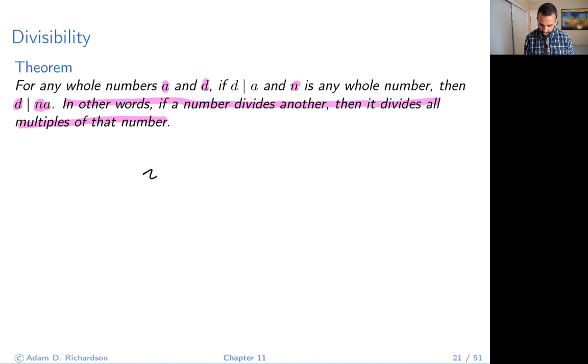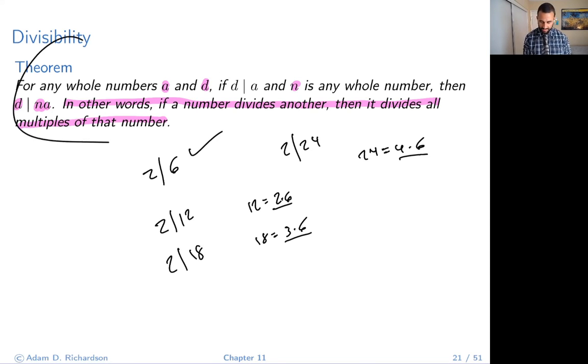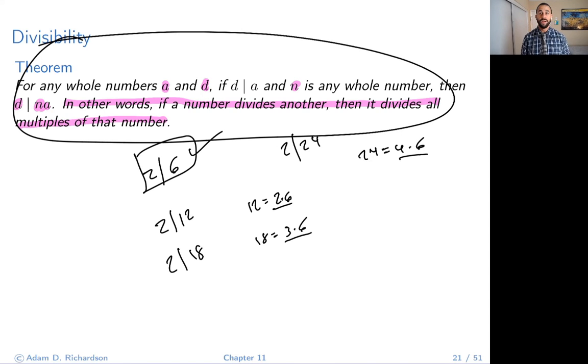I'll give you an example. We know that 2 divides 6, right? 2 definitely divides 6. So because of that, we know that 2 must also divide 12, and 2 must divide 18, and 2 must divide 24. And what's 12, right? 12 is 2 times 6. 18 is 3 times 6. 24 is 4 times 6. These are all multiples of 6. And so what this theorem says is that if you know this part is true, then you know it's true for all multiples of that number, which is really handy, right? So that's all you need.